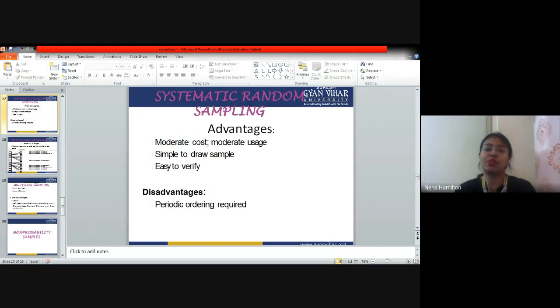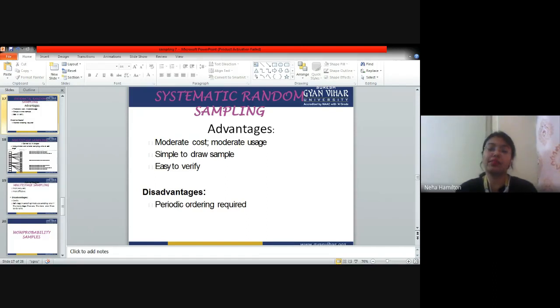Next is simple to draw sample and easy to verify. Easy to verify means you can go back to the population and you can reassure yourself that you have taken the right sample, right? Because when you set a system or when you set a hierarchy, you have made a plan, so it becomes easy for you to go about a particular change.